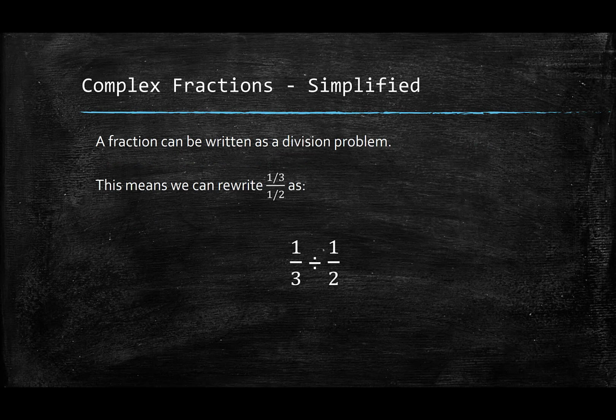Complex fractions can be written as a division problem, so our complex fraction from before, 1/3 over 1/2, can be written as 1/3 divided by 1/2.